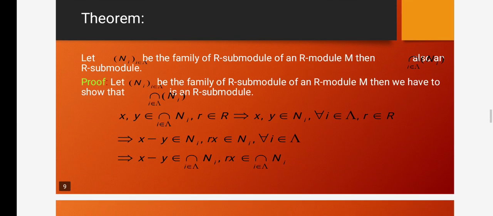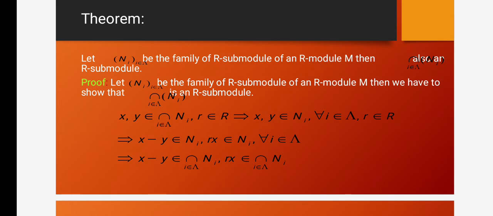Let's begin. x, y belong to the intersection of Ni and r is a member of the ring. Then x and y are necessarily in each member Ni, N1, N2 and so on. That means we remove the intersection sign, then we use the symbol for all i belonging to the index set. Every Ni is a submodule, so it satisfies two properties.